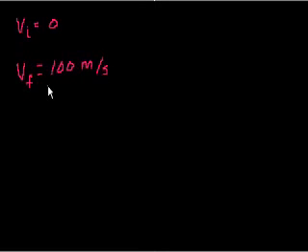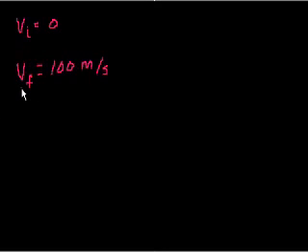So let's say that at the top of the cliff, my initial velocity is going to be 0, right? Because I'm stationary before the person drops me or before I jump. And let's say at the bottom of the cliff, my velocity is, let's say, 100 meters per second. So my question is, what is the height of this cliff?